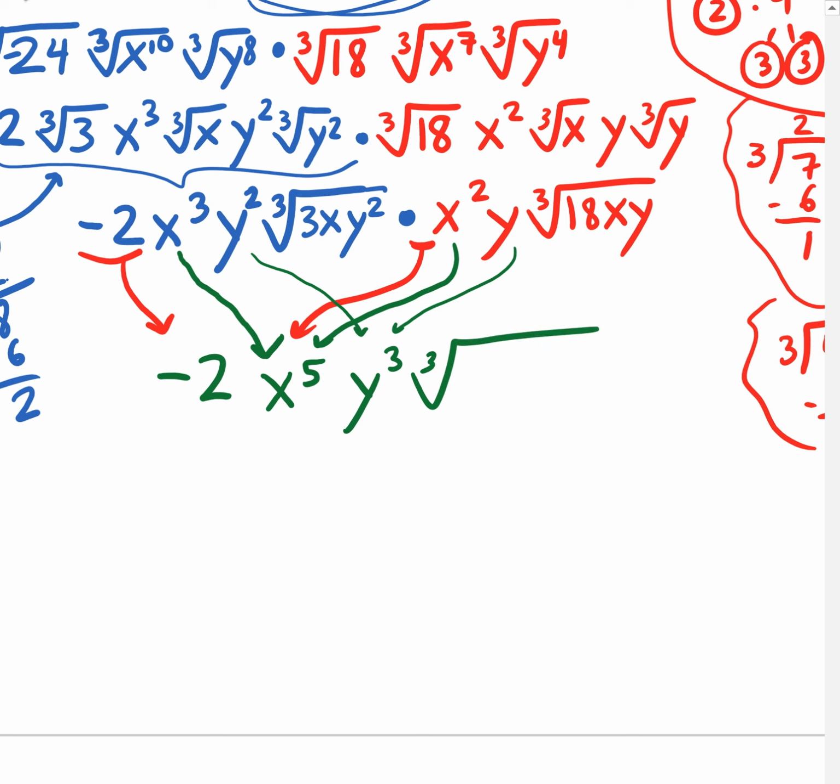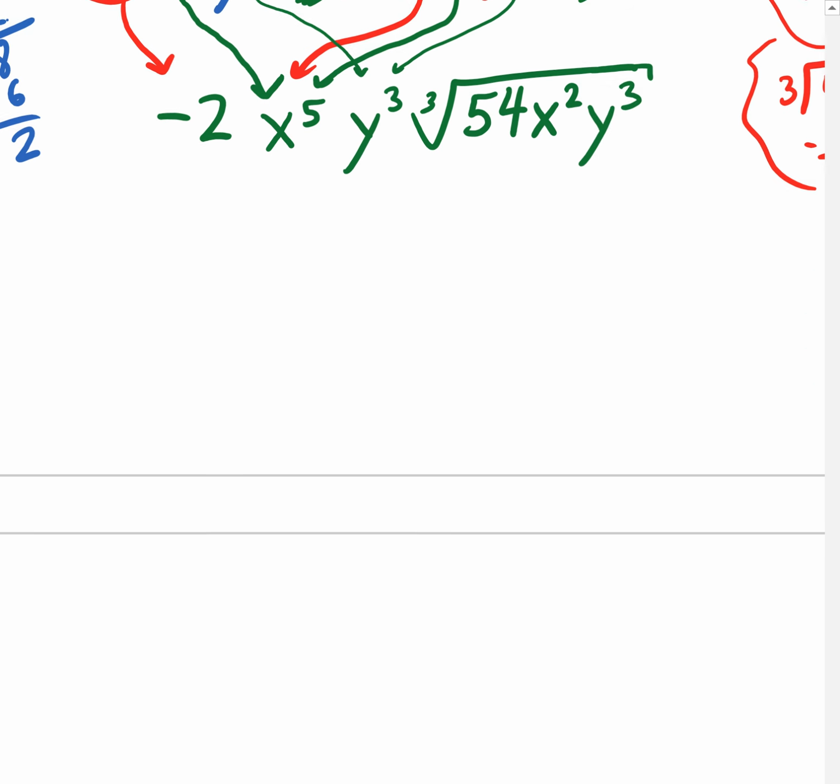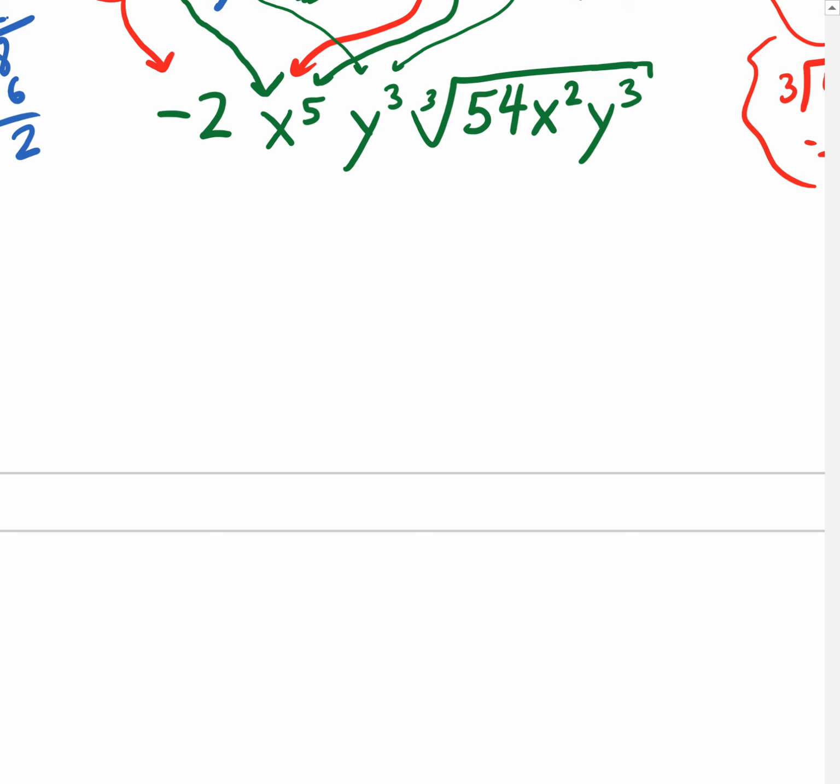Now we're on to the roots. What's inside the root here? 3 and 18 here. 3 times 18 is 54? Yeah, 54. And then the x's, x to the 1 times x to the 1. You add the powers and get x to the 2nd. The y's, you have y squared times y to the 1. If you add their powers, you get y to the 3rd. Alright, beautiful. Now, unfortunately, what's in the root now could be bigger because we multiplied, so it could be simplified.